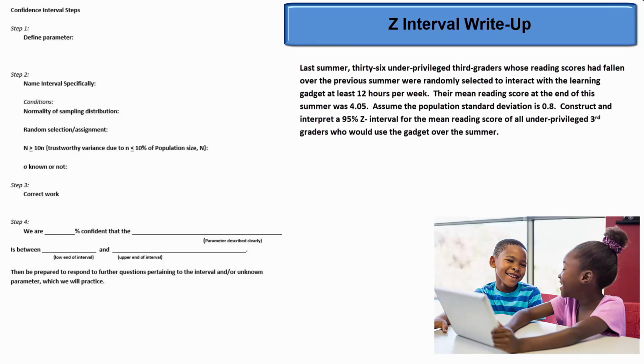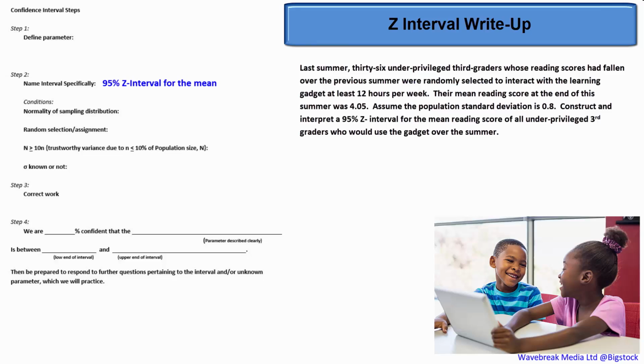Last summer, 36 underprivileged third graders whose reading scores had fallen over the previous summer were randomly selected to interact with the learning gadget at least 12 hours per week. Their mean reading score at the end of the summer was 4.05. Assume the population standard deviation is 0.8. Construct and interpret a 95% interval for the mean reading score of all underprivileged third graders who would use the gadget over the summer. Step 1.